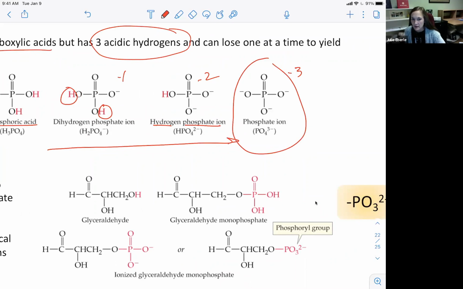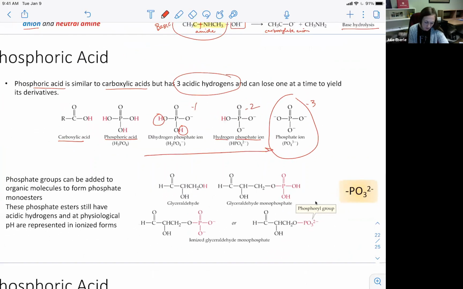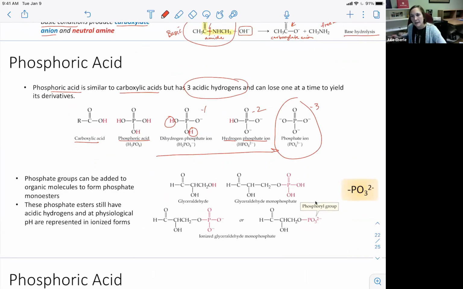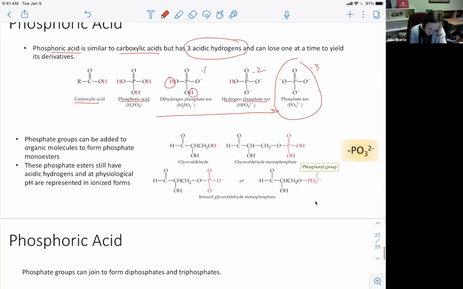Phosphate ion. Okay, why is phosphate important? Can anybody think of a single molecule that might be important that would have phosphate involved? There's 2 big hitters in our bodies, ATP and DNA. Both largely depend on phosphate, okay?